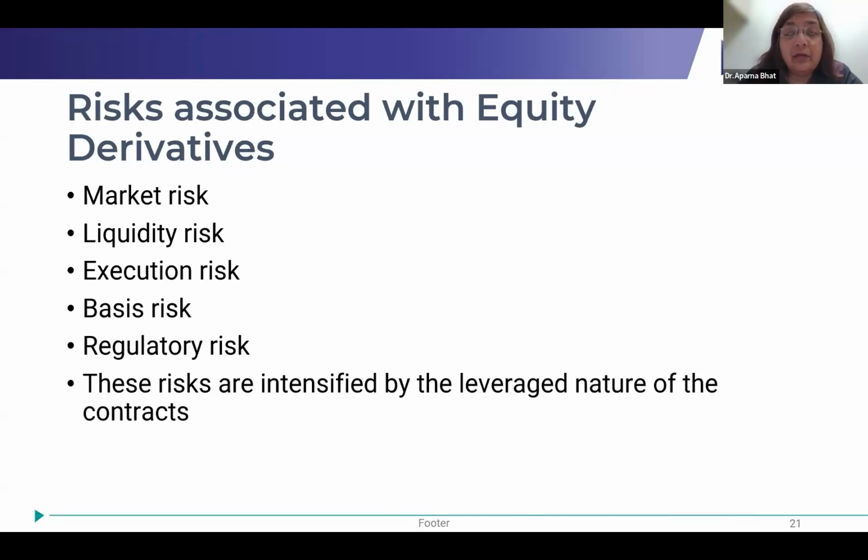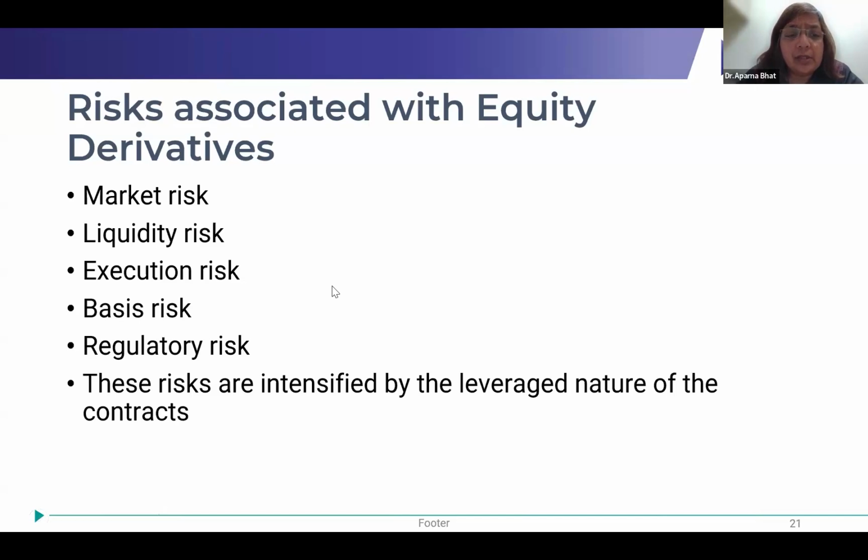And what is liquidity risk? Liquidity risk is the risk that I am unable to cover my position or get out of my position at a favorable price. Okay, so let's say I have bought some very illiquid stock and the next day the stock hits the lower circuit and I am unable to sell it, right? That is liquidity risk.